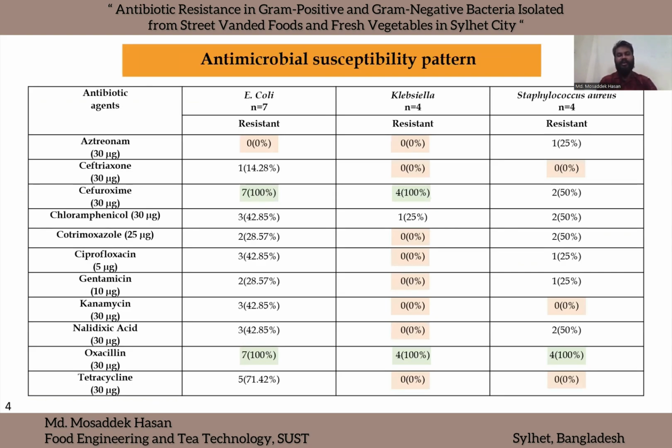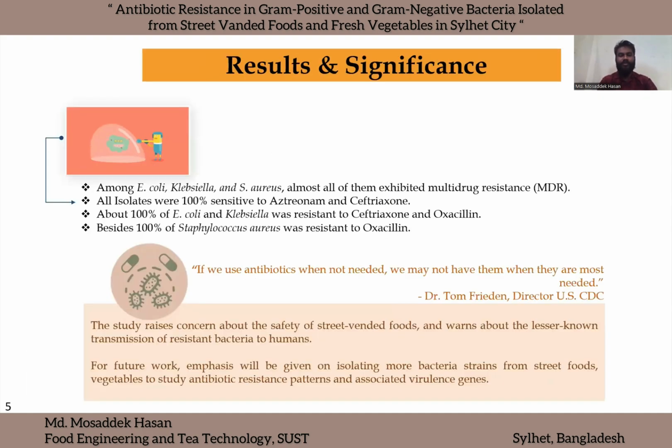Then we can see that many bacteria are multidrug resistant and some bacteria are susceptible. So as a result, we can see that among E. coli, Klebsiella, and Staphylococcus aureus, almost all of them exhibit multidrug resistance. And all isolates were 100% sensitive to aztreonam and ceftriaxone. About 100% of E. coli and Klebsiella was resistant to ceftriaxone and oxacillin. And besides, 100% of Staphylococcus aureus was resistant to oxacillin.